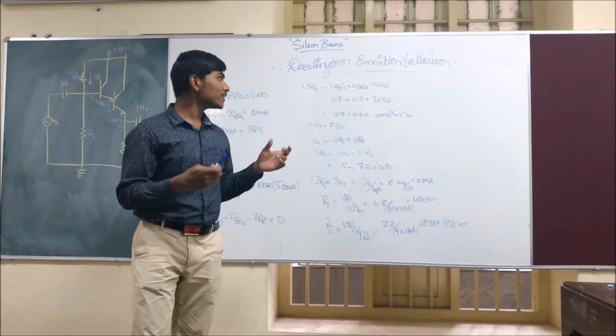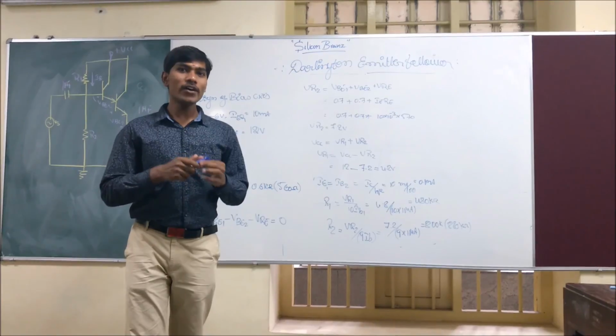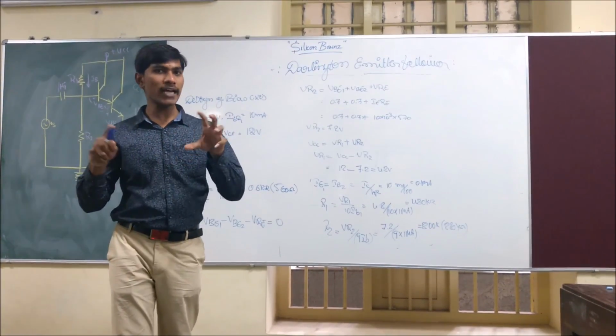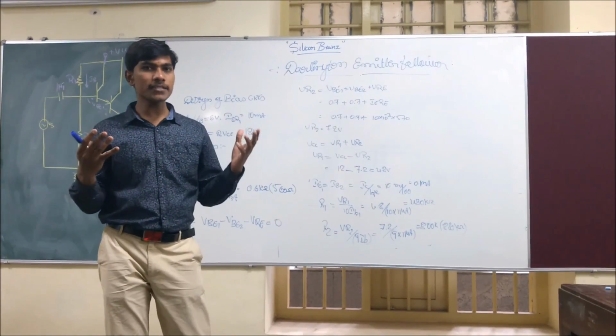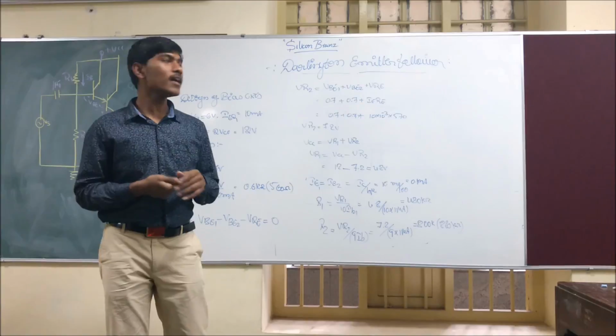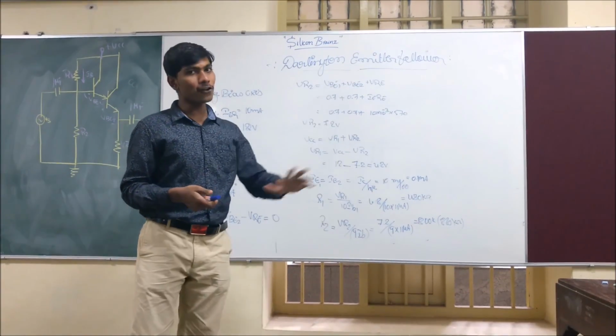What is this Darlington emitter follower class? Sometimes you just need impedance matching, that is high input impedance and low output impedance. That's what the Darlington emitter follower does.